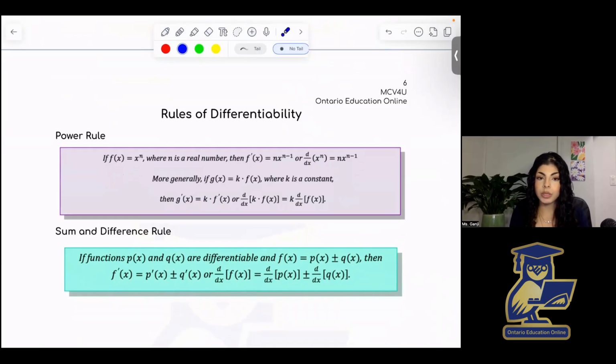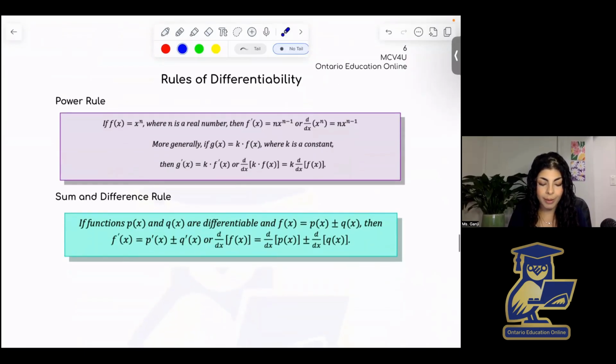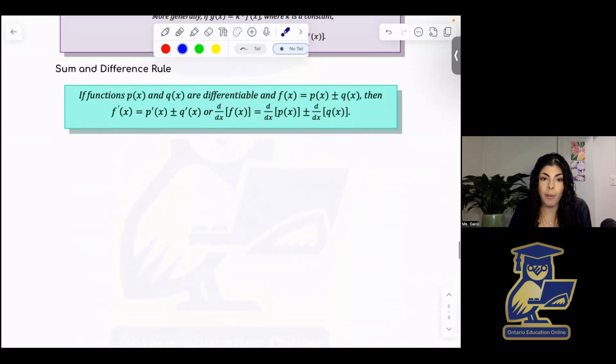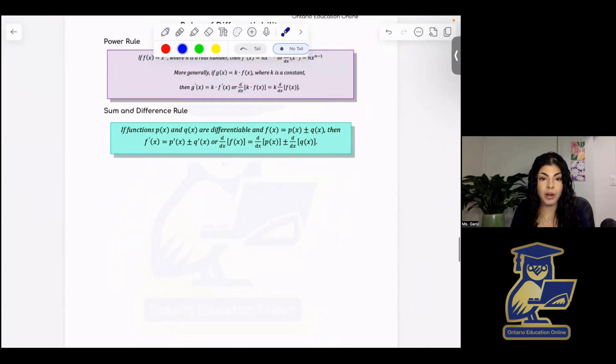Okay, so just to wrap up our lesson, at the end of the next few lessons, you're going to see these rules of differentiability. So far we saw the power rule and the sum and difference rule. I've added them here for you as a resource, and all the other ones we learn, I'm going to keep adding. So check at the end of each lesson, and you're going to see the most updated version with all the new rules. And that's our wrap on our lesson.